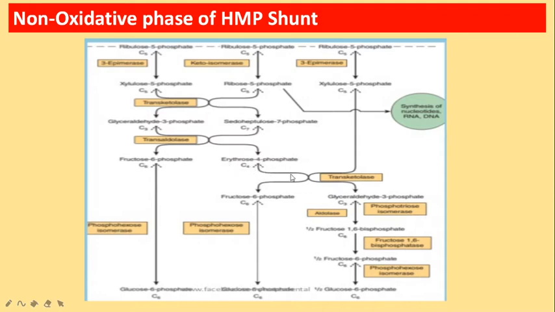Now this erythrose 4-phosphate will react with one more xylulose 5-phosphate. Xylulose is a keto sugar, hence the enzyme is transketolase. They condense together in the presence of the enzyme transketolase to yield one molecule of glyceraldehyde 3-phosphate and one molecule of fructose 6-phosphate. So as a result of this non-oxidative phase of HMP pathway, we get two molecules of fructose 6-phosphate and one molecule of glyceraldehyde 3-phosphate.